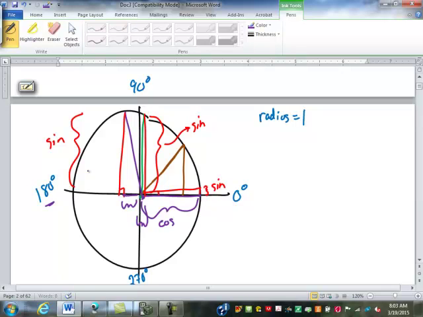So between 90 degrees and 180 degrees, the sine is still positive because it's still up above the horizontal axis. But the cosine now becomes negative. Just like as we keep going down to here, the sine is now almost 0. It's very little, right? And the cosine is almost a negative 1. Go out to here.